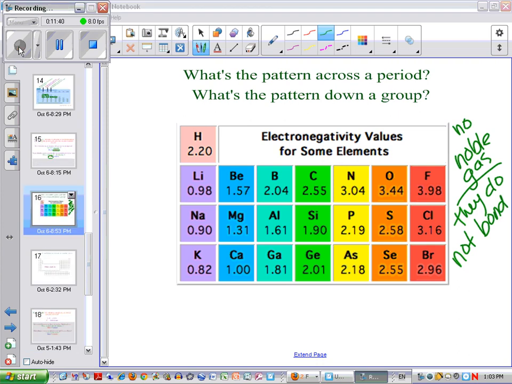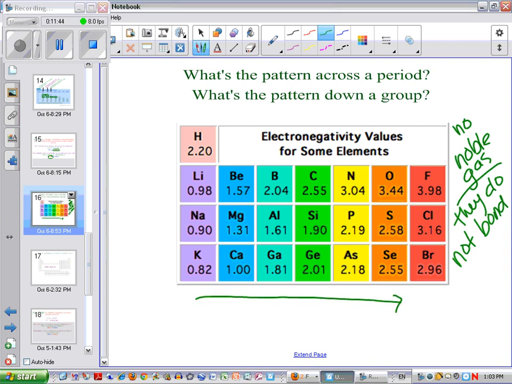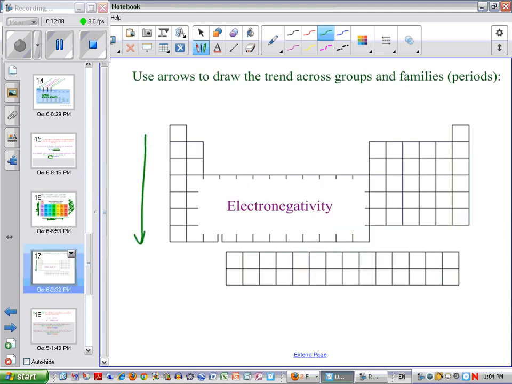So, what's the pattern we see going across the period? So this way across, the numbers increase, and going down, the numbers tend to decrease. And this makes sense, right? If we go down a group, we're adding energy levels. They're getting further and further away. How are those protons going to pull on the electrons that are way far away from it? But as we go across, we're adding protons, so there's more pull, so they can win that tug of war easier, right?